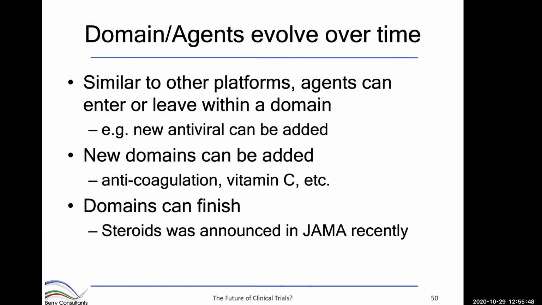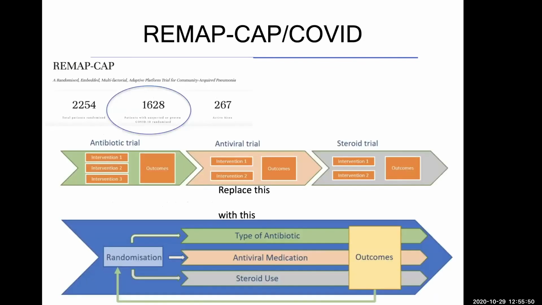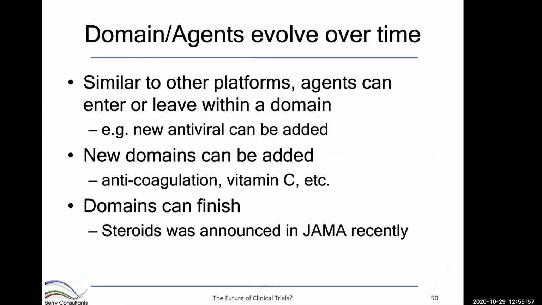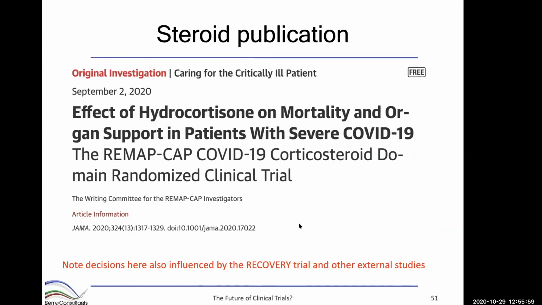And domains can finish. I use this slide because they were pretty pictures. The steroid arm is actually not enrolling anymore. That's because it has read out and they think there's a decision on the steroid arm. This is actually an interesting decision because it was a combination of the REMAP-CAP info combined with the info from RECOVERY and other studies. But the whole domain is now enrolling one way because it's viewed to be the best.